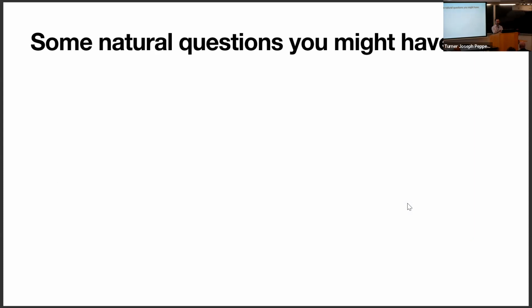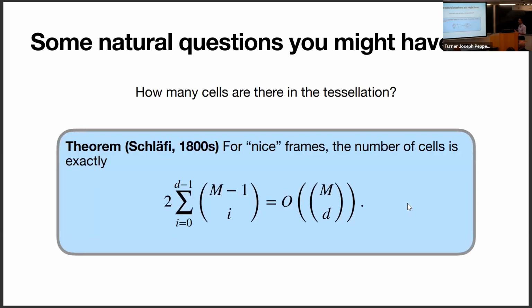So I've handed you this sphere, you've chopped it up nicely for me. You might wonder, well, Eric, how many cells are in this spherical tessellation? Turns out there's a result by a mathematician named Schläfli in the 1800s that says if your frame isn't ridiculously pathological, in other words, if any subset of d vectors in your frame is a basis, then you can give an exact number of how many cells are in the tessellation. It's this sum of binomial coefficients, which asymptotically behaves like m choose d.